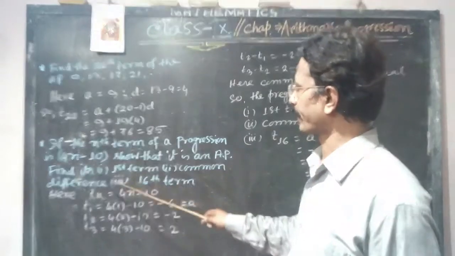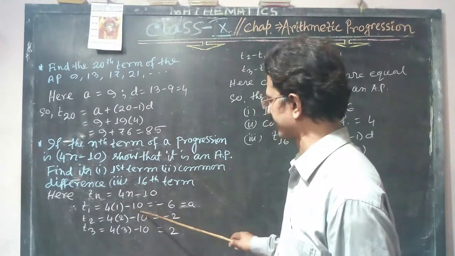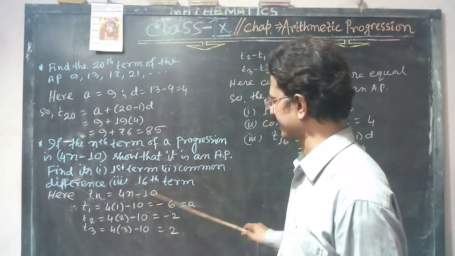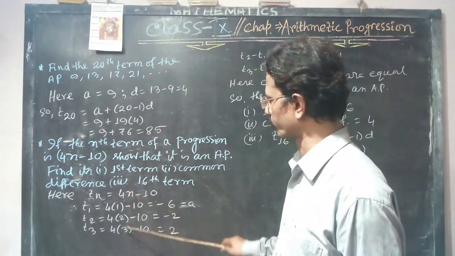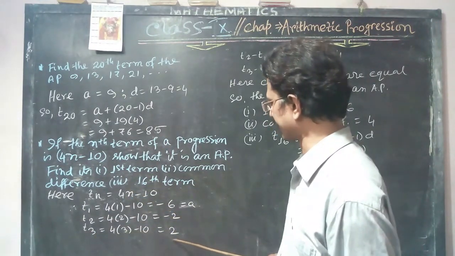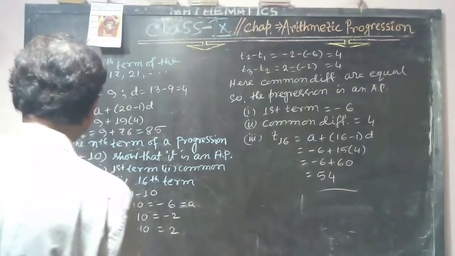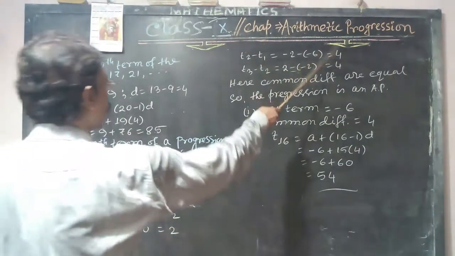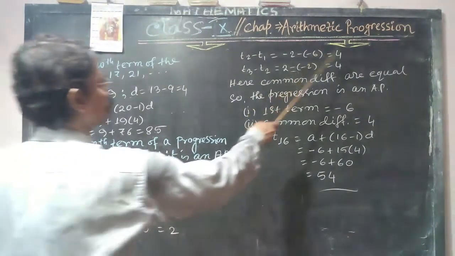So in place of n we put 1, 2, 3, etc. T1 equals 4 into 1 minus 10, that is minus 6. T2 equals 4 into 2 minus 10, that is minus 2. T3 equals, in place of n we put 3, 4 into 3 minus 10, that is 2. Here T2 minus T1, that is minus 2 minus of minus 6, equals 4. T3 minus T2, that is 2 minus of minus 2, equals 4.